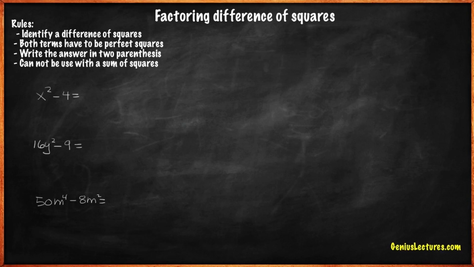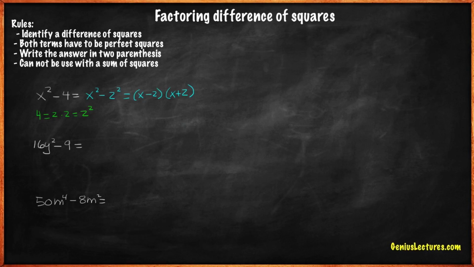For example, x squared minus 4. X squared does not need to change since it is expressed as a perfect square. 4 is not expressed in a square form, so we have to change it if it is possible. 4 equals 2 times 2 equals 2 squared. Now we have x squared minus 2 squared equals x plus 2 times x minus 2.